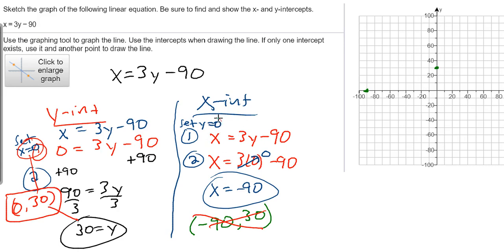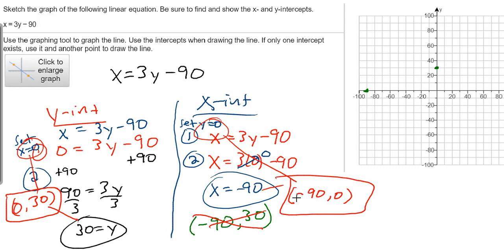For the x-intercept, again, we'll link these two together, right? The negative 90 goes with 0 for y, not with the 30. So it's these two that should pair together, and we get the point negative 90, 0. So that is the appropriate way of describing the x-intercept. And that matches the 2 points that we have here.